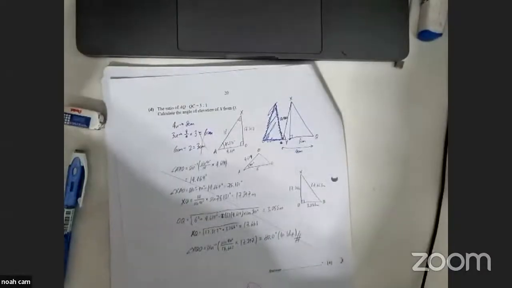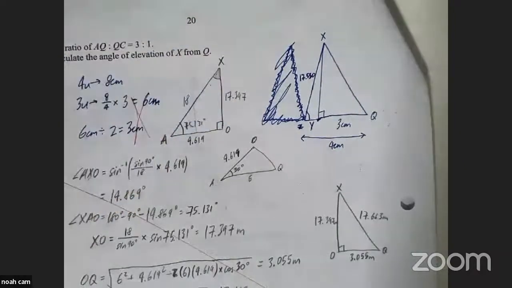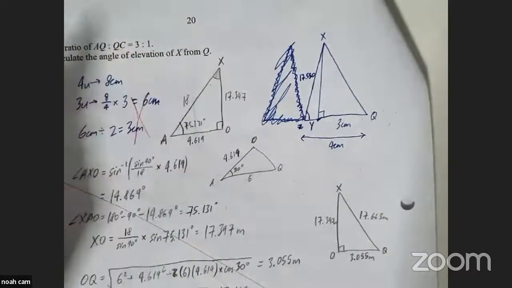Yeah, the answer is correct. But they found OQ using that triangle, but after that they just used Pythagoras theorem to find OX instead of using another triangle. Let me refer to that again. So the final triangle is XOQ, right? They do have XO, right? And then after they find XO, they use Pythagoras theorem to find OQ.